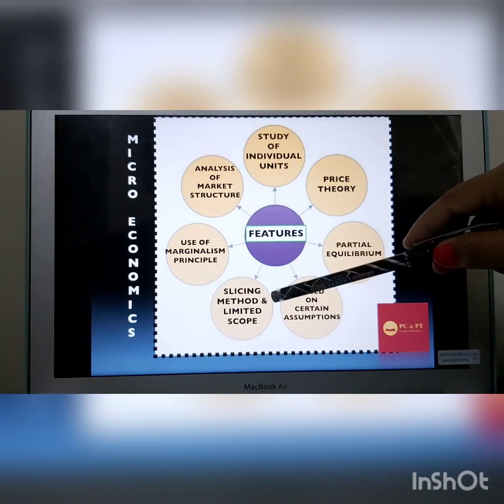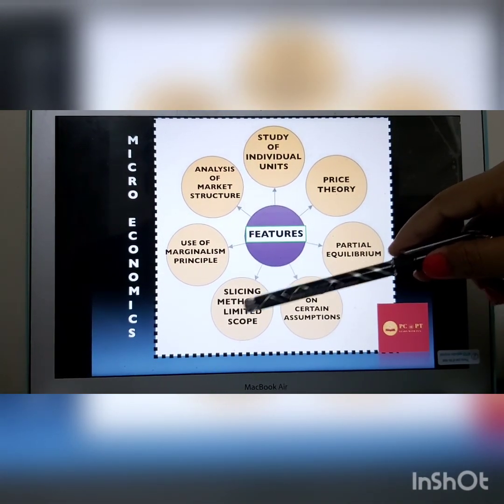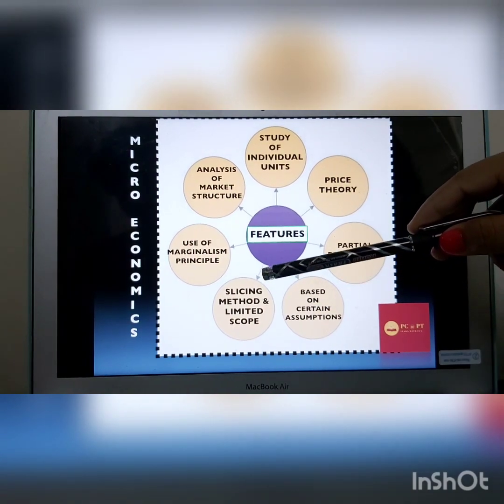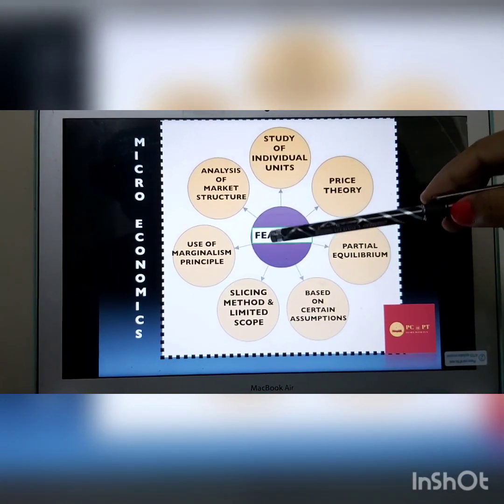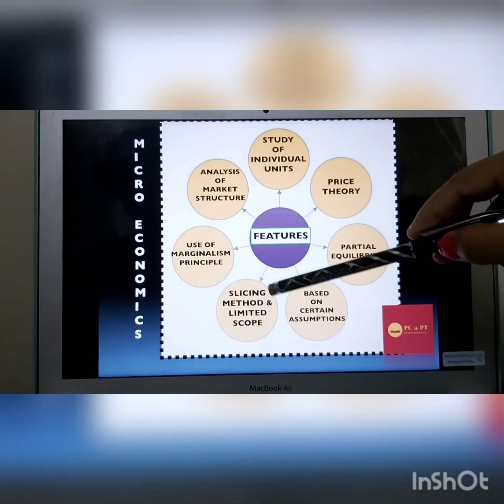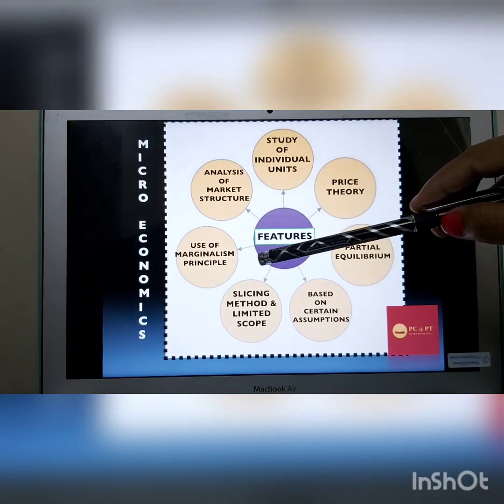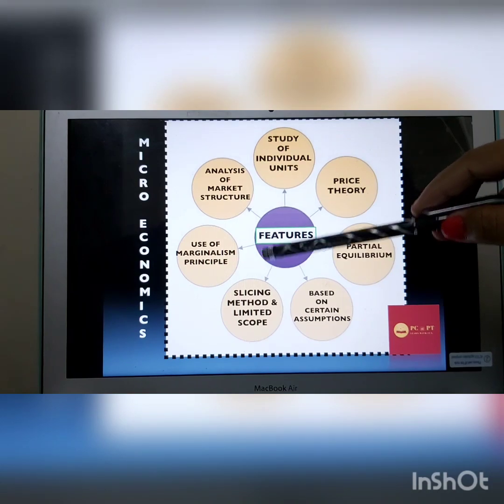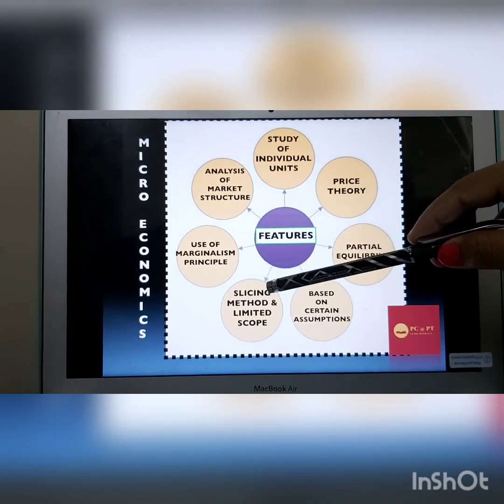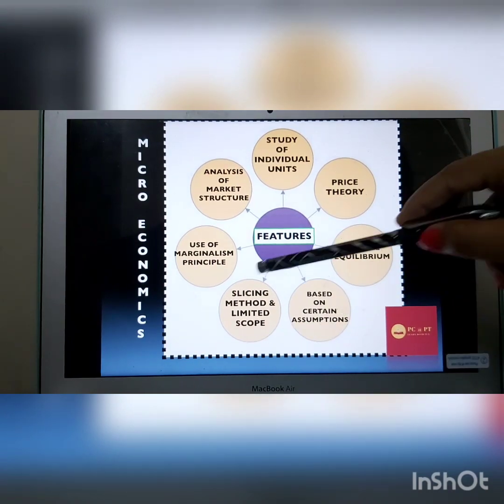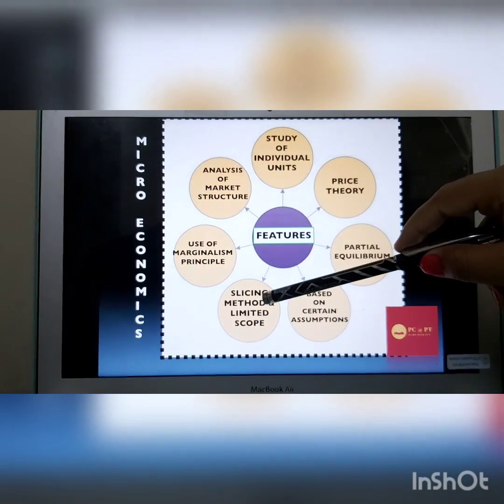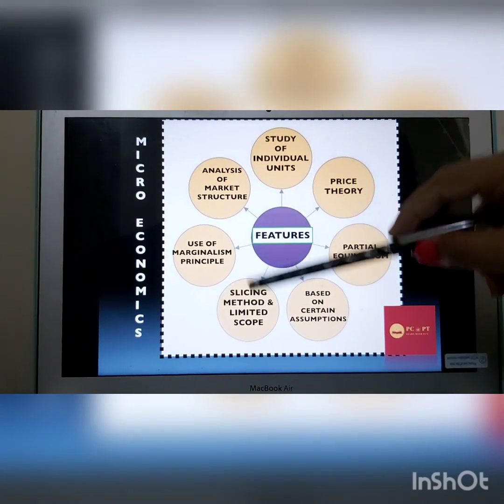Next is slicing method. I very well explained this in the previous part. And limited scope. The word limited scope here means they only deal with individual units. They don't deal with big issues or problems of the economy like the inflation, unemployment, population explosion, economic growth. All these things are not covered here. Hence, microeconomics have limited scope.